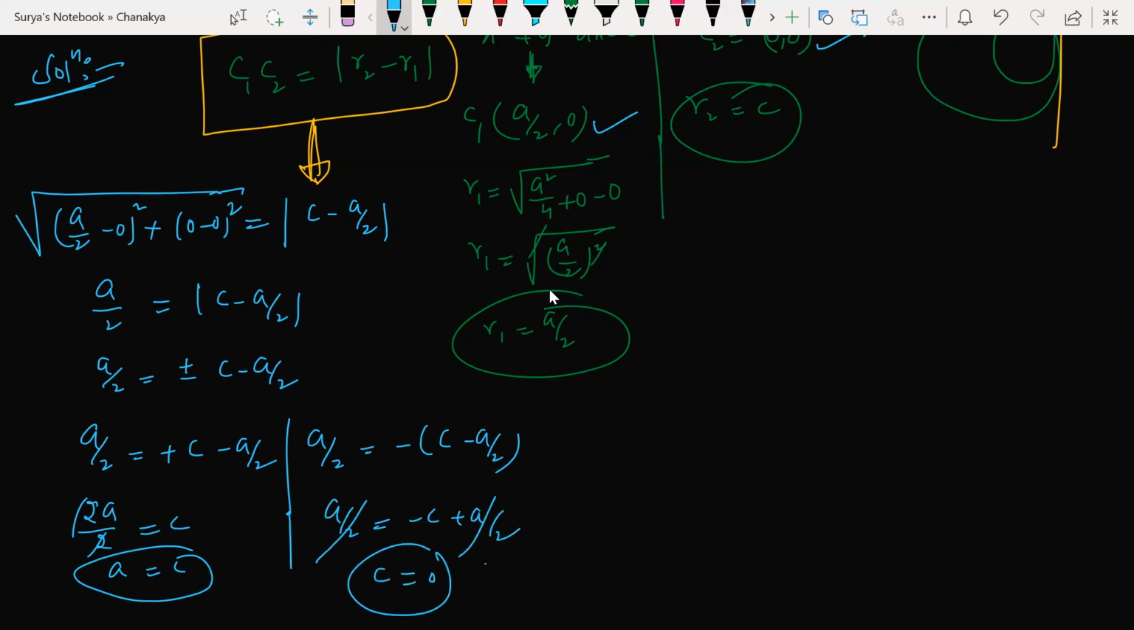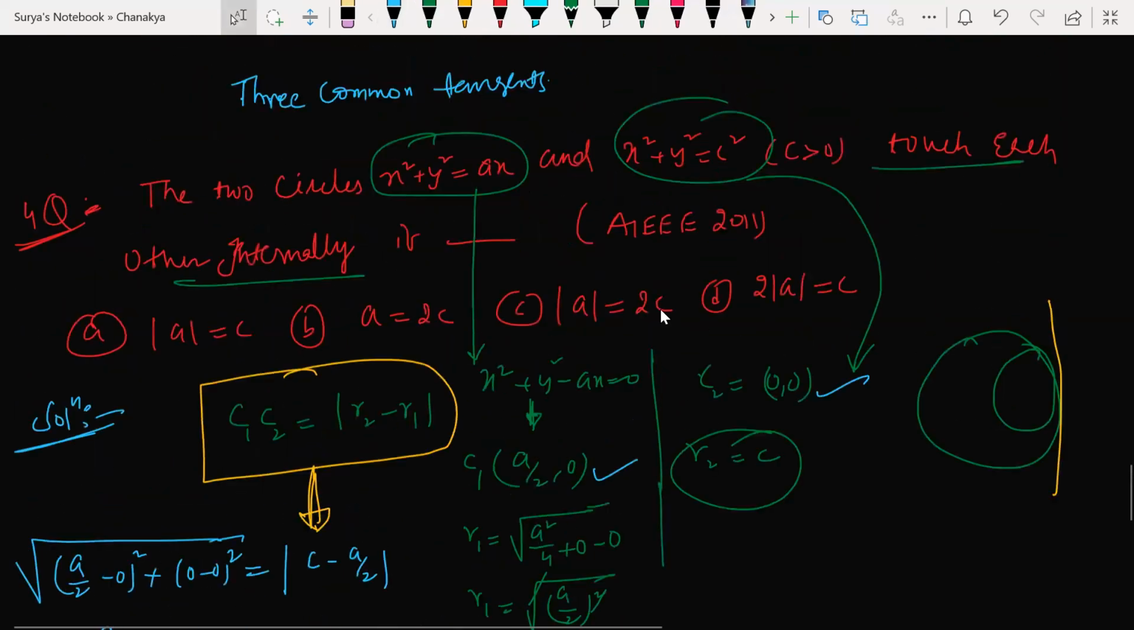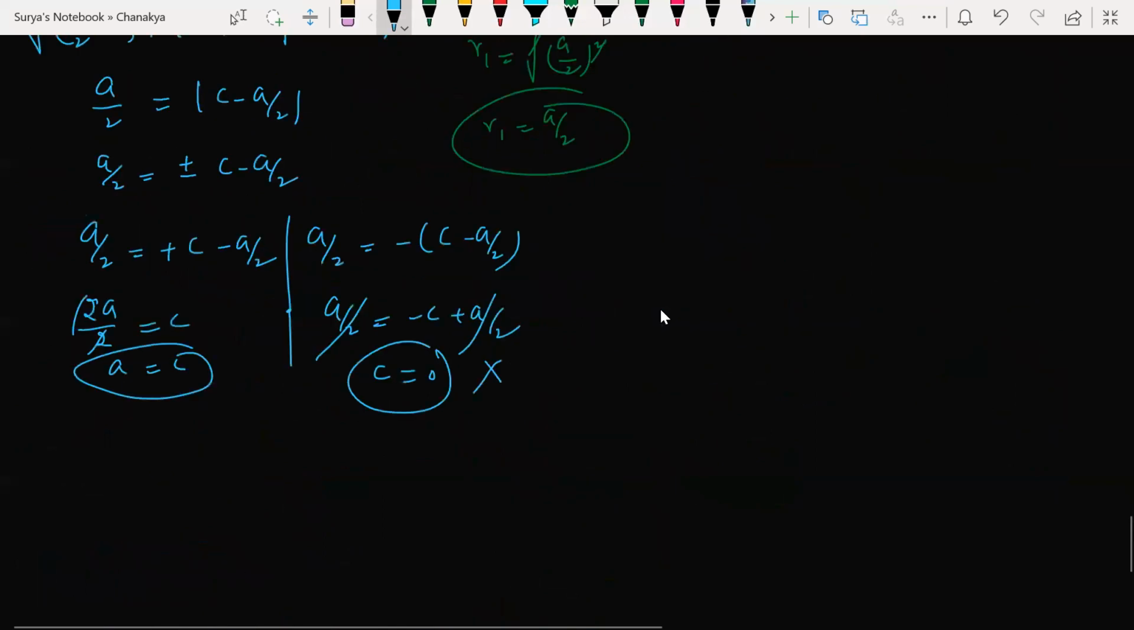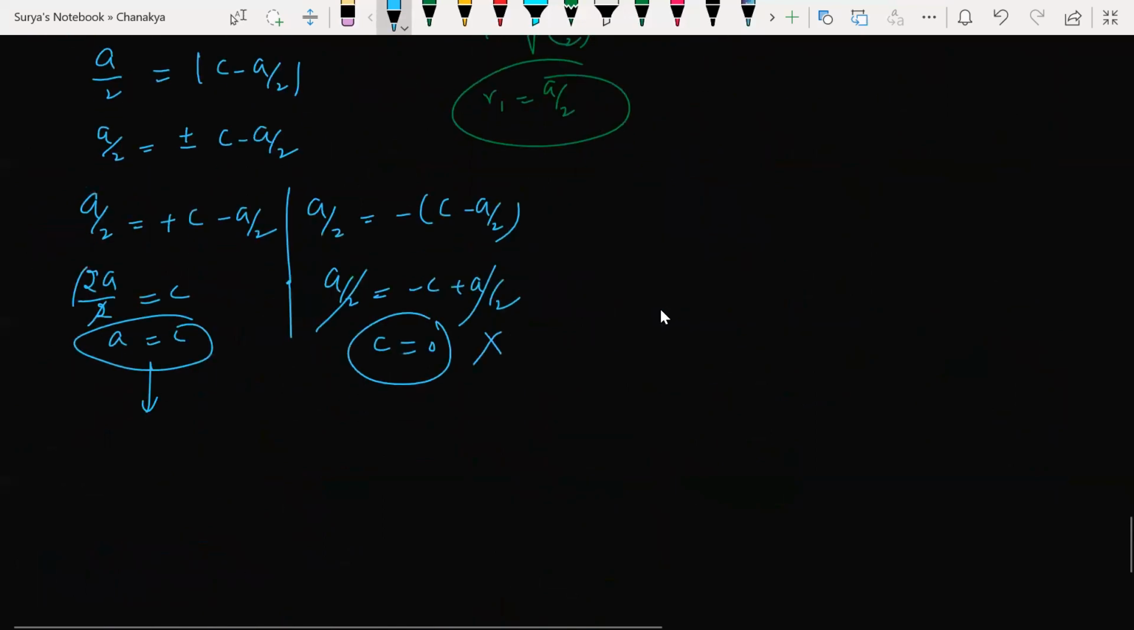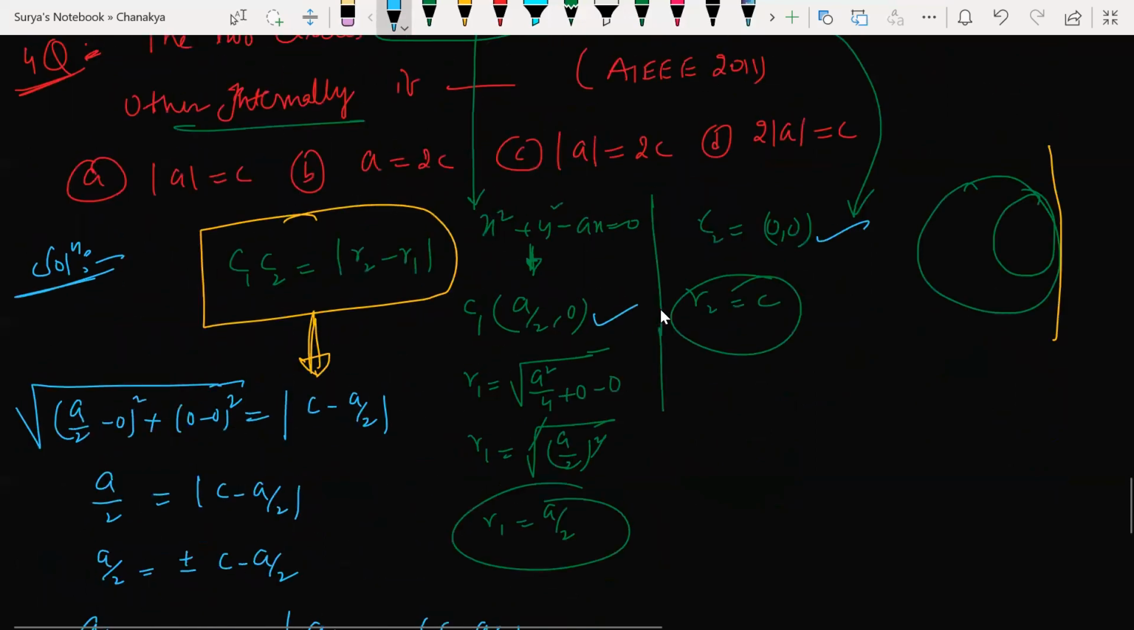C value is 0, which is not possible here. Why? Tell me. He has given the condition. Look at this. C should be greater than 0 here. C can't be equal to 0. Then what is the answer? A should be C is my answer. A should be C. Option A is correct.